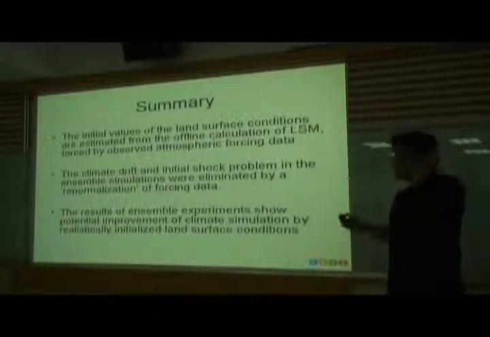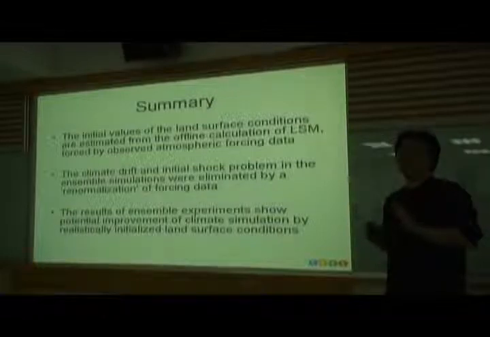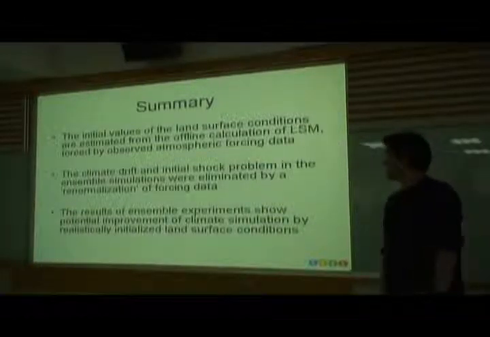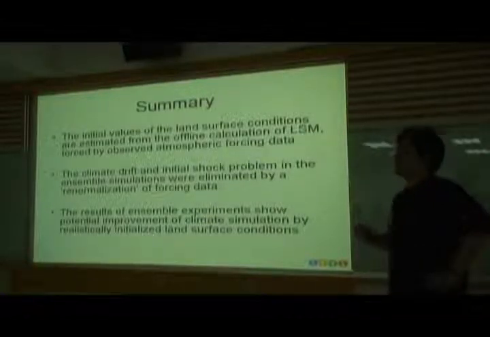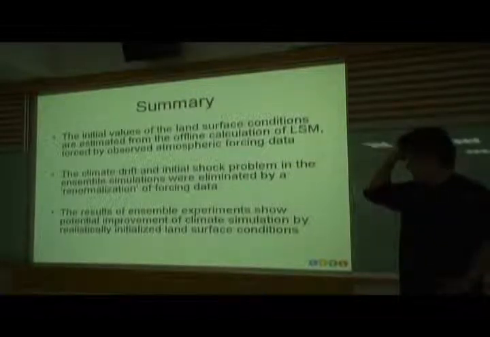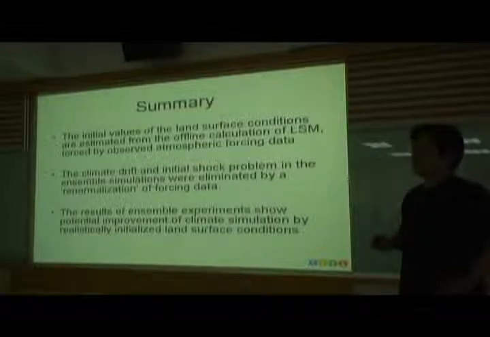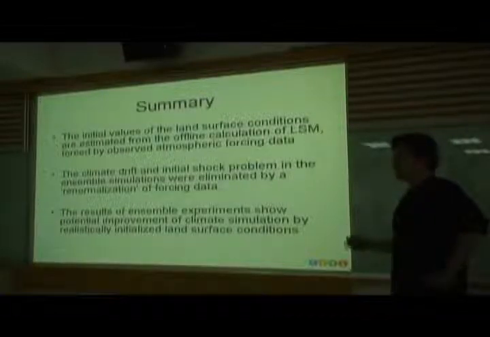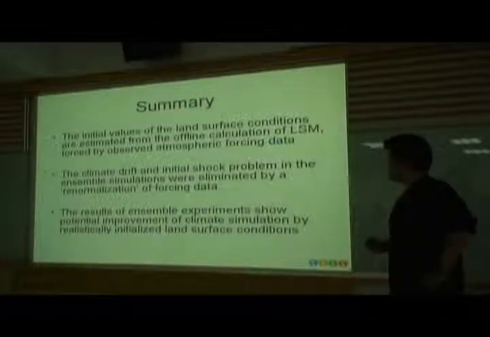I think the impact of land conditions is kind of big. In my experiment, I didn't use the atmospheric initial conditions realistically. So this is my personal opinion: in monthly simulation, one month to two month simulation, I think the land condition is more important than the atmospheric initial conditions.